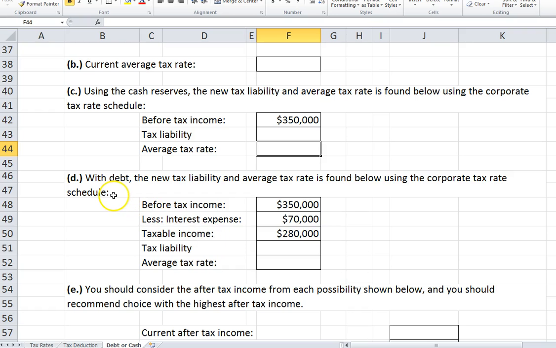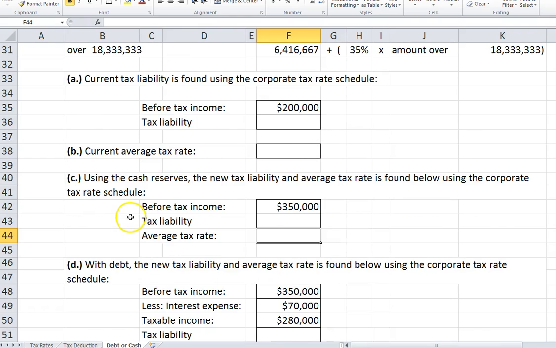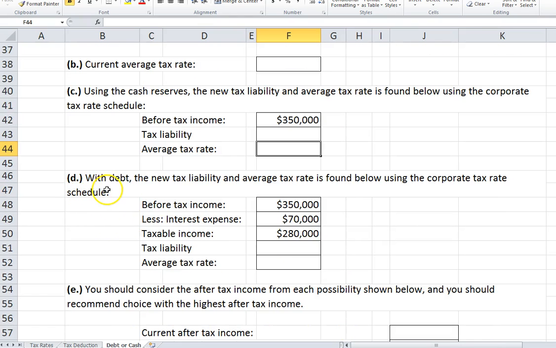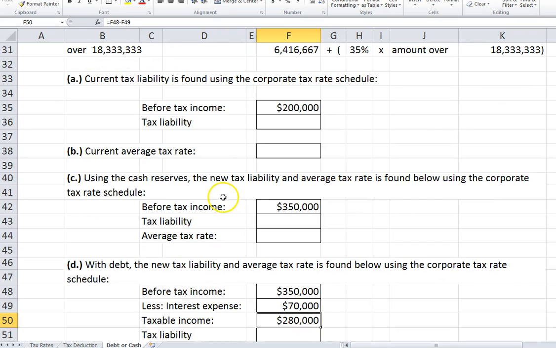Now part four would be part D with debt. So if we had debt generating interest expense, we have a new taxable income. So we want to figure out, if we use debt rather than cash reserves, what is going to be the difference? Okay. So let's just go back up here for a second.